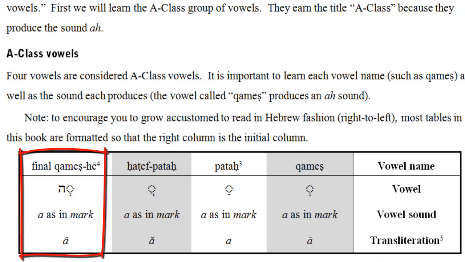The last A-class vowel that we'll learn is a combination of the first vowel, kametz, followed directly by a consonant, the letter he, and you see that consonant shape produced there just to the left of the kametz vowel. These go together, kametz he. It's called a final kametz he because it routinely appears at the end of words. Like the other A-class vowels, this also produces the sound ah.